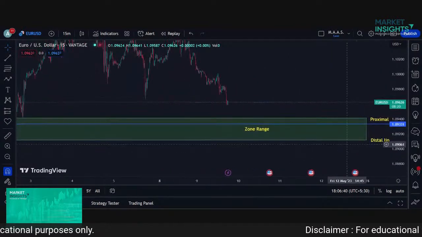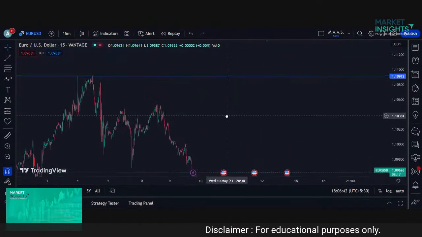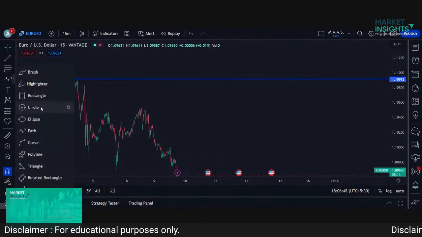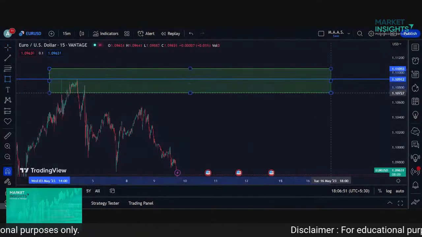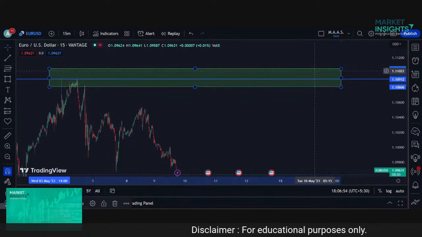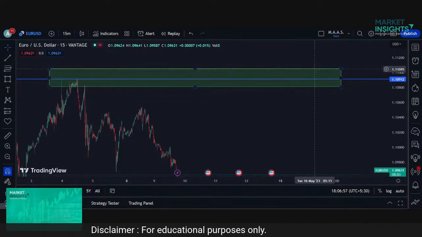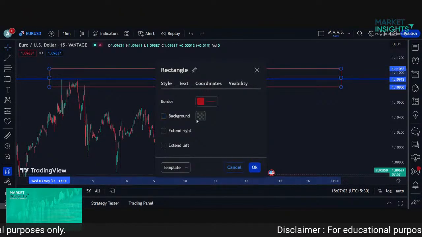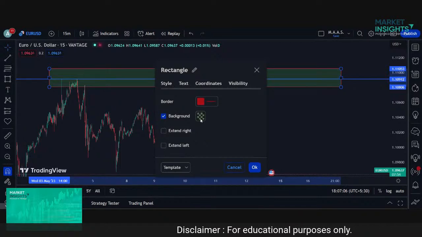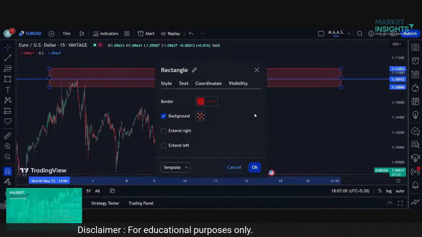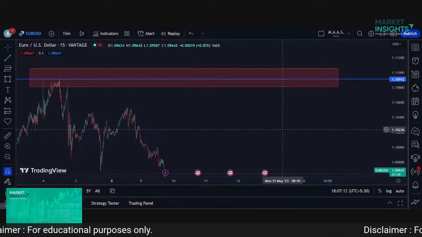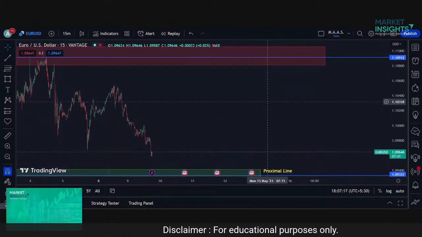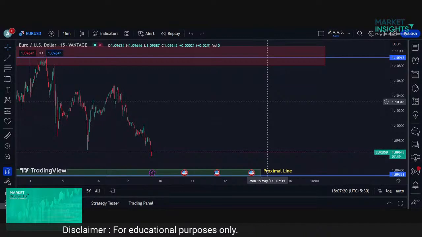Now let us say instead of drawing a demand zone, I drew a supply zone. Just give me a moment. Let us say this is the supply zone. I drew this. Let me change this color. You need some background. This is the background. So let's say this is where the selling comes in, and people will just frantically sell.